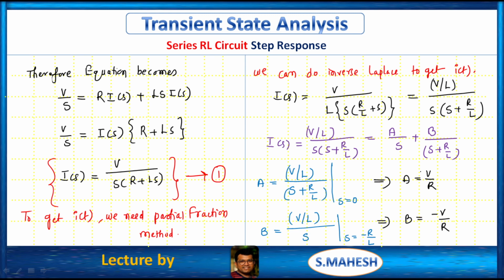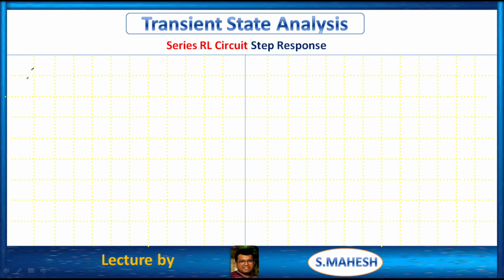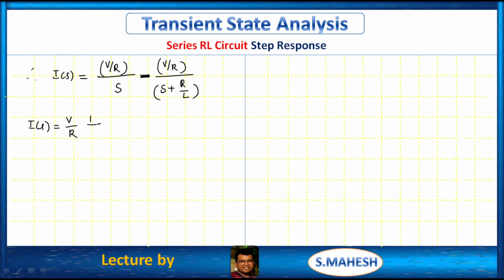Then substitute this A and B into this equation. V by R, minus V by R. Therefore, I of S should be equal to V by R by S, minus V by R by S plus R by L. Clear? This is minus B. From this we all know that I of S equals V by R times 1 by S, minus V by R times 1 by S plus R by L.